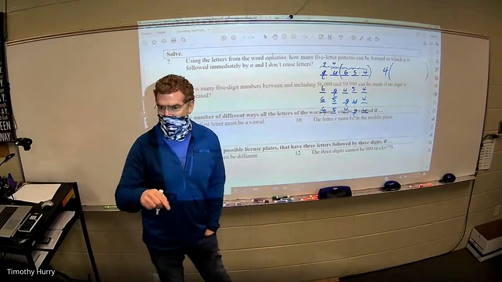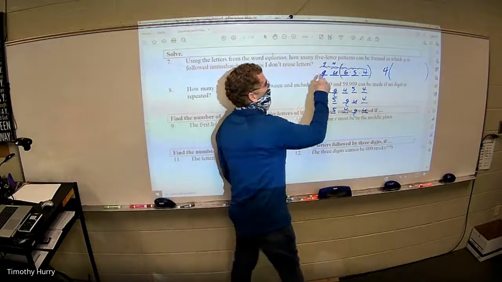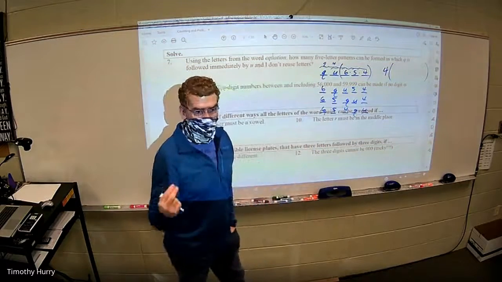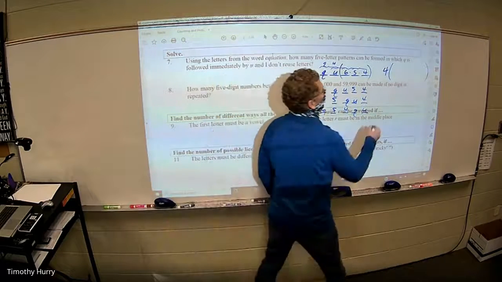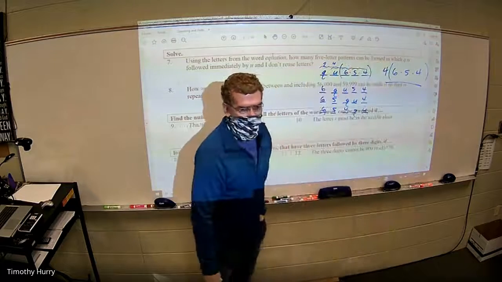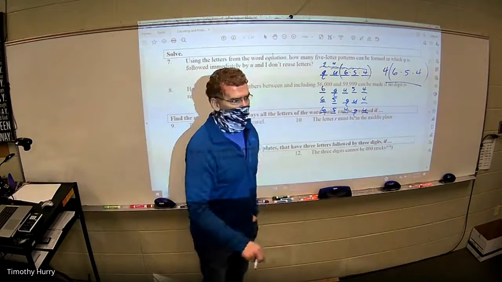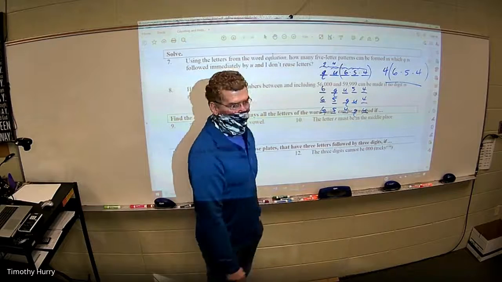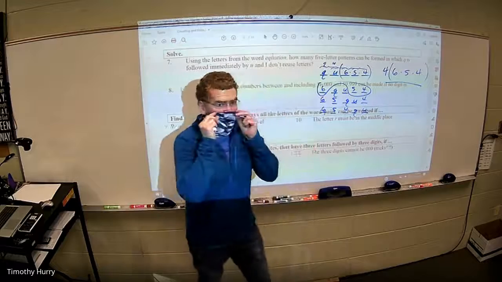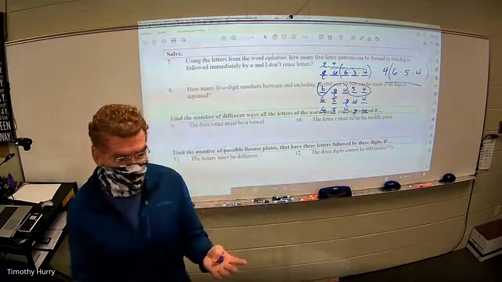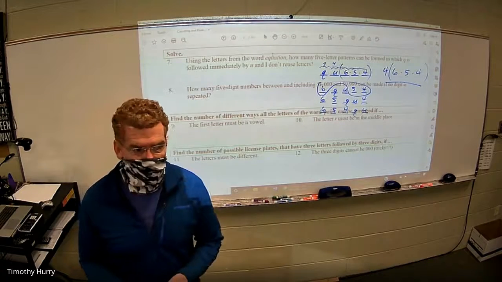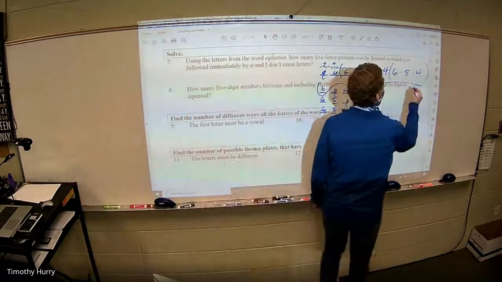So what I chose to say is there were 4 ways to place the QU, and then for the remaining 3 letters, 6, 5, 4. So one way you could write this is just like that. Another way you could write that is, well, rather than go 6, 5, 4, aren't I really saying for any remaining 3 letters, hey, there's 6 letters left to choose from, and how many am I choosing from those 6? Couldn't I have just said 6P3?